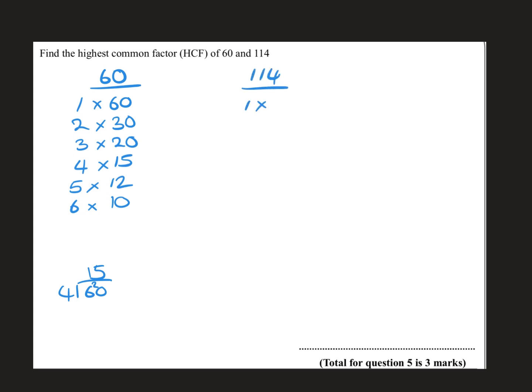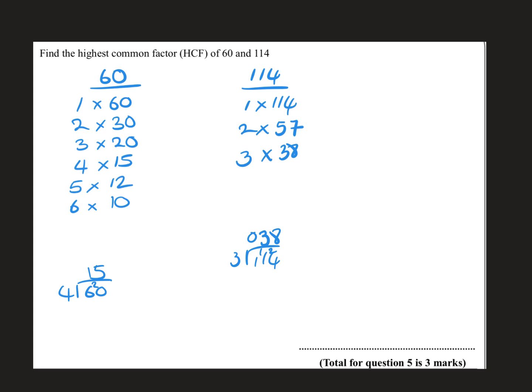So start with 1 times 114. Then 2 times 57. Does it divide by 3? It does. So I need to work out what that is. So 3 into 114. 3 into 1 doesn't go. 3 into 11 goes, well, 3 threes is 9 with 2 left over. 3 into 24 goes 8 times. So it's 3 times 38.